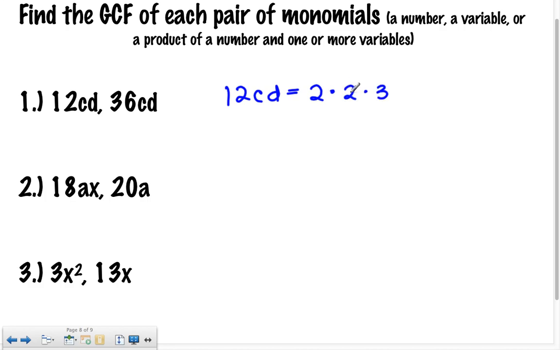So 2 times 2 is 4, times 3 is your 12, and then times C times D in order to get the C and the D. So now we're going to do the same thing for 36CD to find what's in common. So I know that 12 is 1/3 of 36. So if that's the case, all I need to do is what they already did for 12, and add another 3. Because 2 times 2 is 4, times 3 is 12. Well, times another 3 would give us 36. And then I can add on our C and our D.